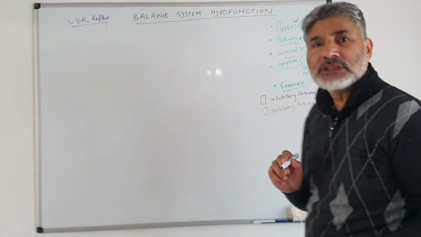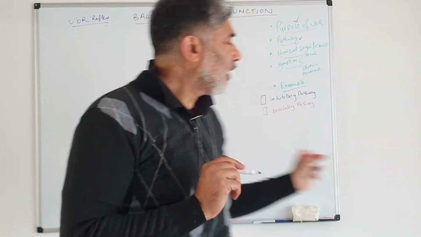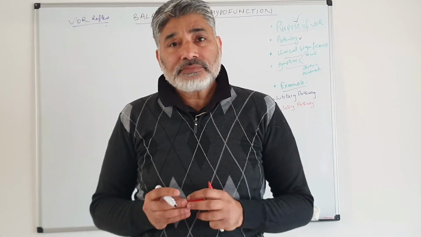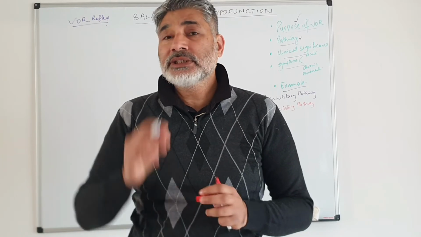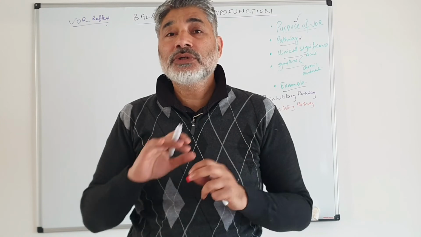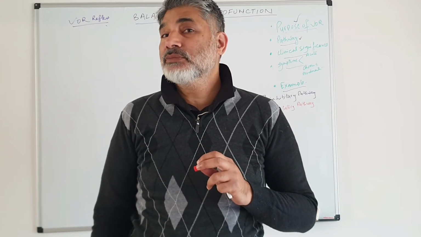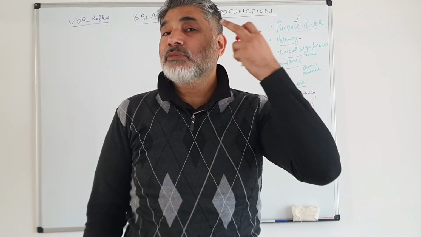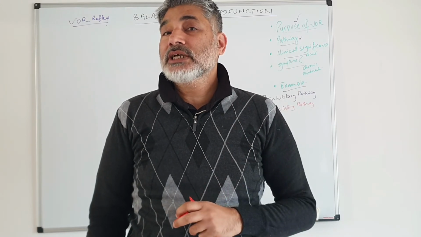Pathway. Now I'm just going to discuss the pathway with you. So here I'm drawing the pathway for when the head is moved to the right, so horizontal canal activation. Okay, so when the head is moved to the right, you can see when my head is moved to the right, there is a compensatory eye movement in the opposite direction to the head movement.